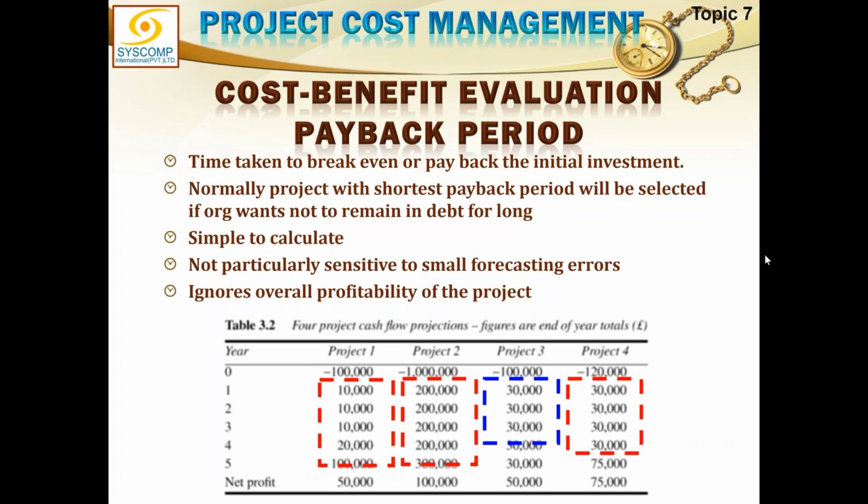Minimum payback period is of course project 3, because it's 3.33. So project 3 proves to be the best as far as the payback period is concerned, but that means that project 2 has been proven to be not feasible. Project 1 and 3, which we were unable to differentiate, actually project 3 is better than project 1 and even project 4. So project 3 proves to be the best as far as the payback period is concerned.